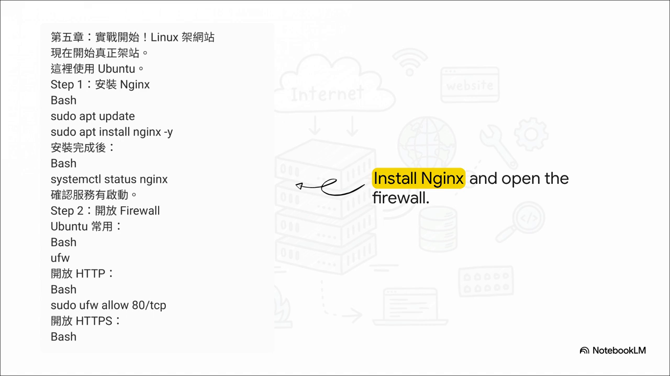But wait, your server is currently locked down by a firewall. We need to open the doors. So using Ubuntu's Uncomplicated Firewall, UFW, you simply run sudo ufw allow 80/tcp for HTTP traffic and 443/tcp for HTTPS. And just like that, your server is ready to talk to the world.